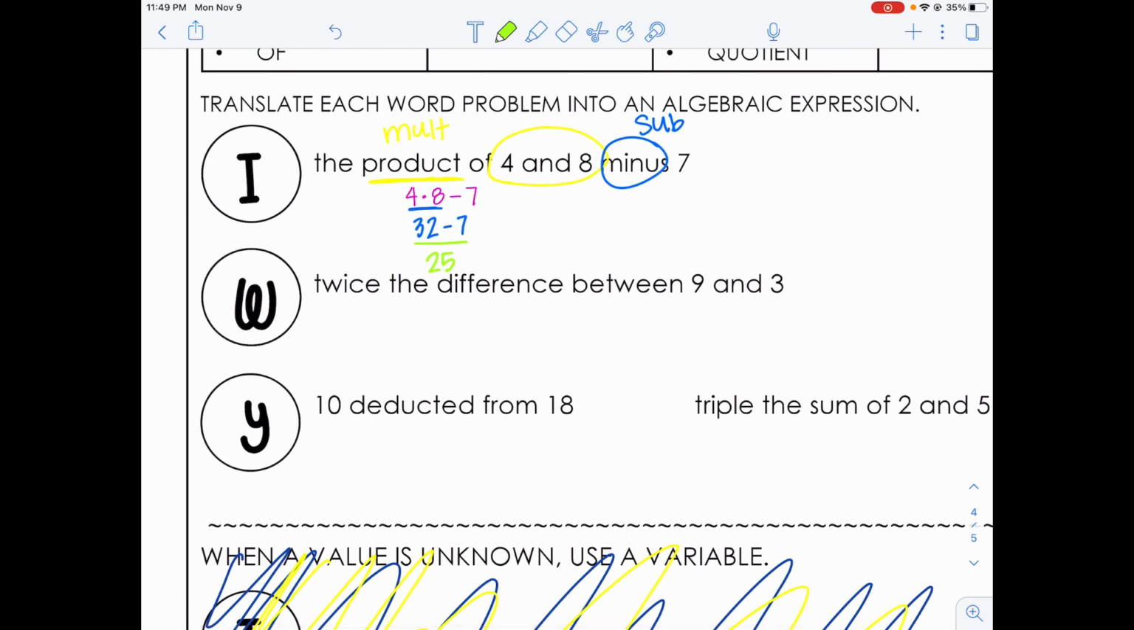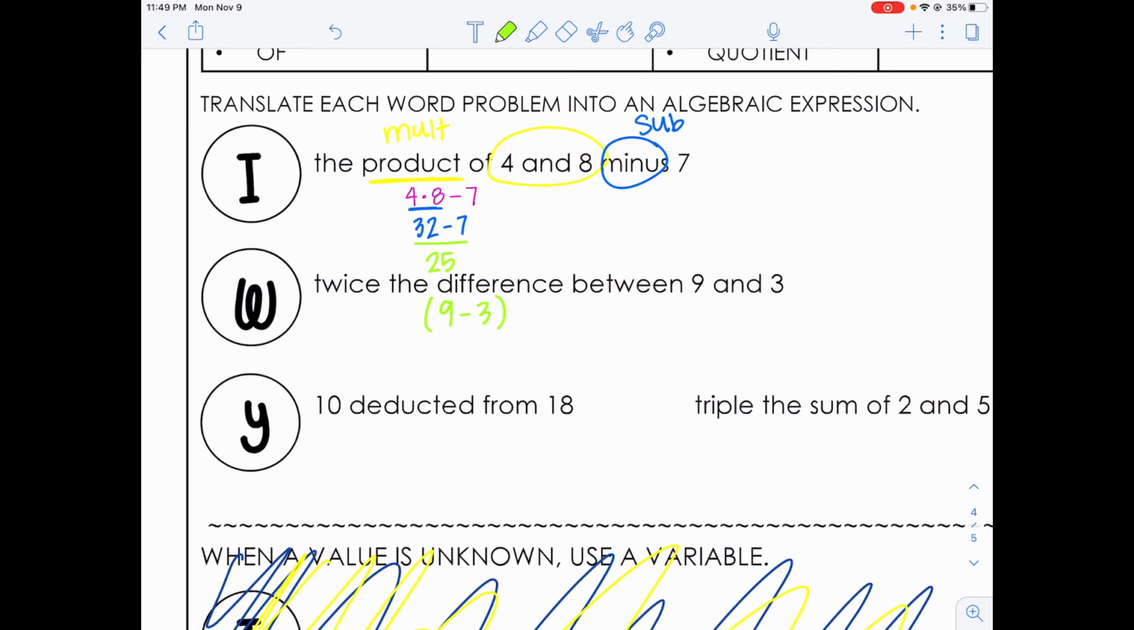Looking at W, it says twice the difference between 9 and 3. Now this is very specific. It says twice the difference, and the difference is between 9 and 3. So because it is specifically twice the difference, it doesn't say twice 9, it says twice the difference, it means that I have to do the subtraction first. And to show that you have to do subtraction first, you would have to put it inside of a parentheses. So I would, in a parentheses, do the difference between 9 and 3. So I would write 9 minus 3.